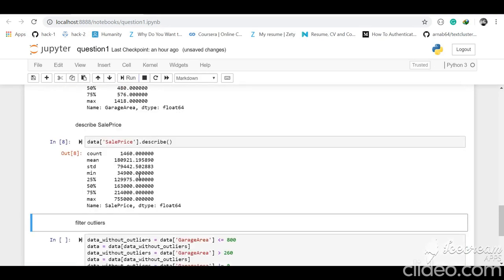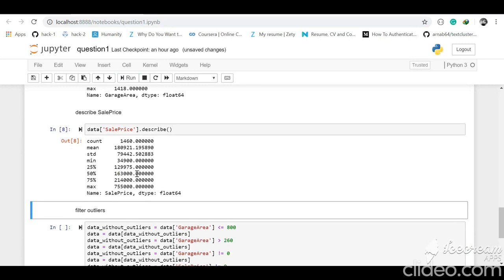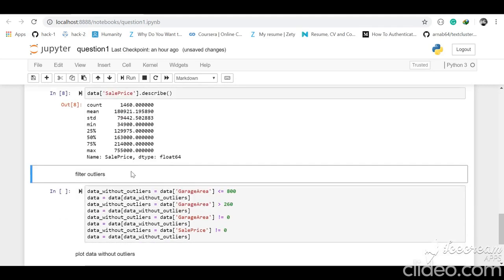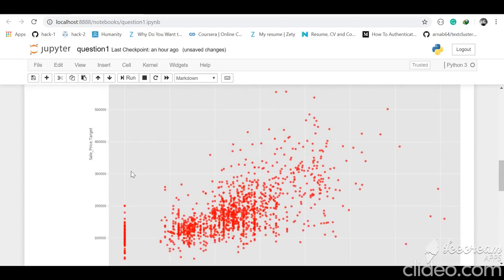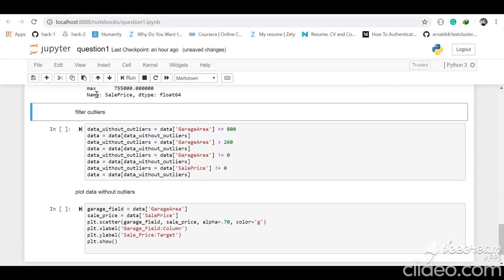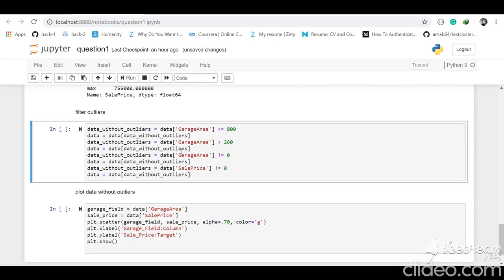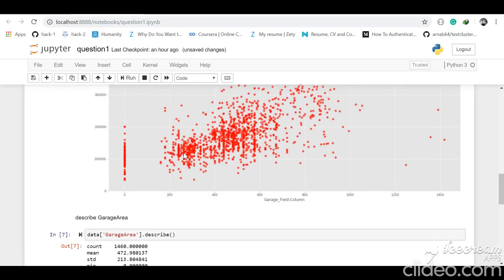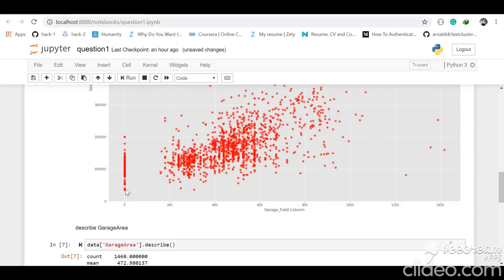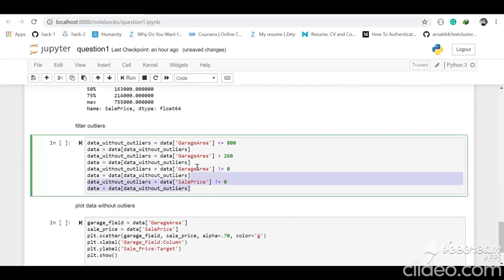Now if you describe the sales price, again we could see 1460 data points, with a mean of about 180,921 and a standard deviation of about 79,442. So we could say it varies over all the ranges. Coming to the outliers, we cannot tolerate the null values, that is, when garage area is equal to 0 or sales price is equal to 0. Here there are no null values for sales price, so we could remove this.